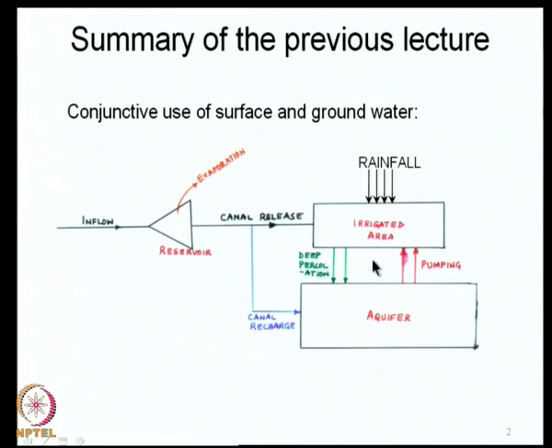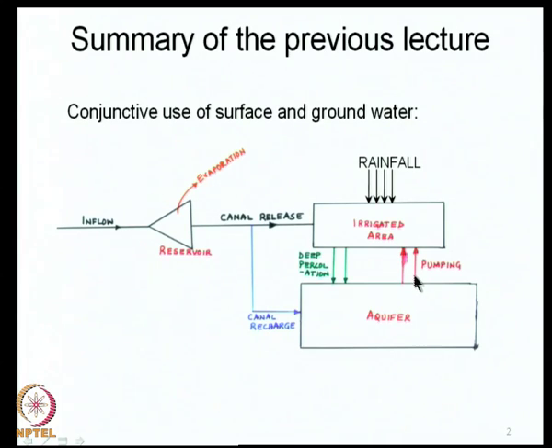We specifically looked at this particular type of system where you have a surface reservoir fed by the inflow due to the catchment rainfall. There is evaporation that is taking place, then the canal release, which is the decision variable. Part of the canal release contributes to the groundwater as canal recharge, and then the water that is applied both from the surface as well as from the groundwater source, part of it also comes as deep percolation and then may contribute to the groundwater aquifer.